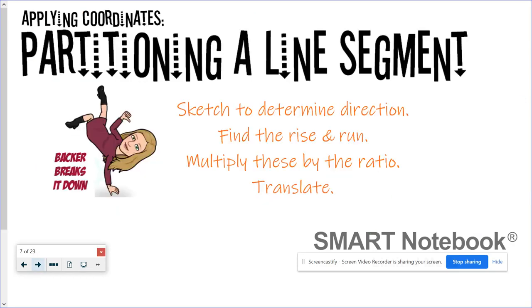So this is as simple as I can get it in 4 steps, partitioning a line segment. Step 1, sketch to determine direction. Step 2, find the rise and the run. Step 3, multiply these by that fraction that you get from the ratio. And lastly, translate. And that's how Becker breaks it down.